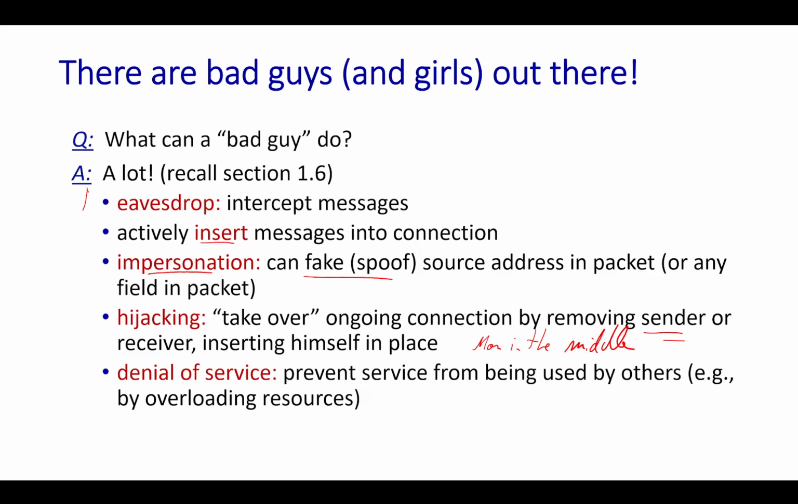So what's the difference between impersonation and hijacking? If Alice wants to communicate with Bob, the first one is that Trudy just claims, I am Alice, so please communicate with me. And the second approach is when Alice thinks this is Bob and Bob thinks this is Alice, and in between there is the man in the middle, Trudy.